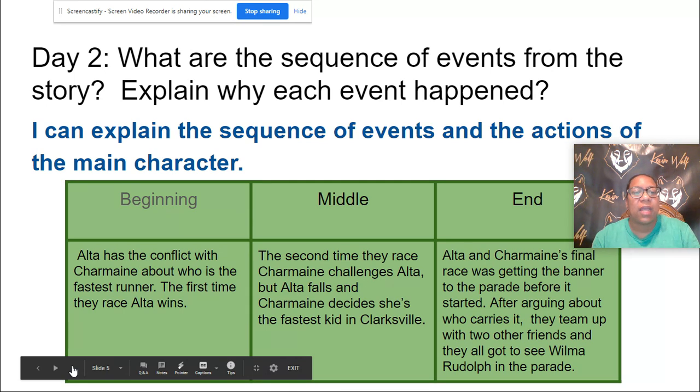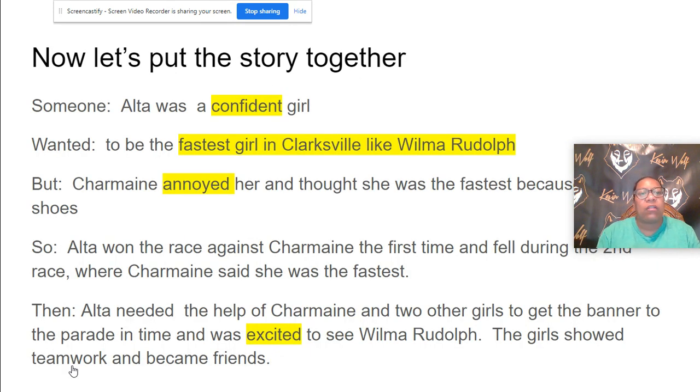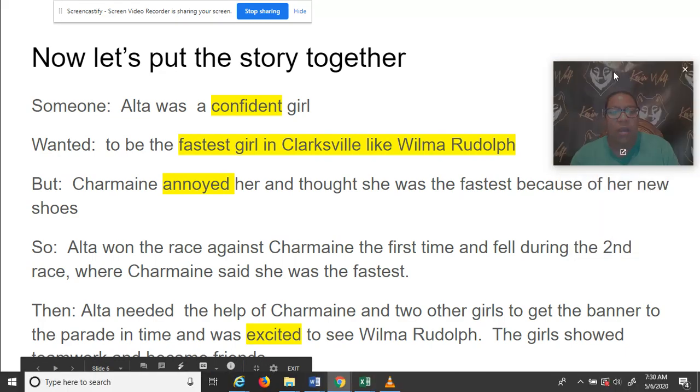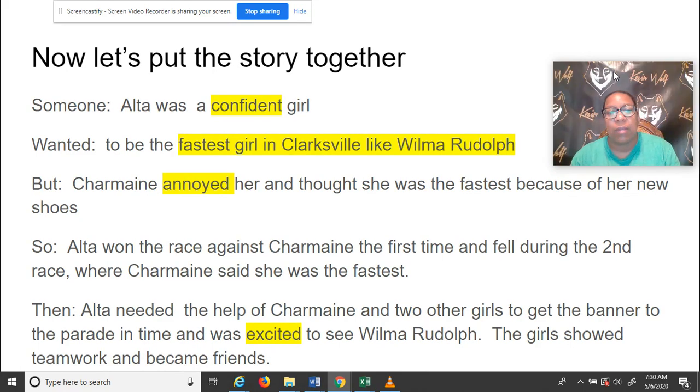All right, let's see how this looks together. Someone was Alta, and she was a confident girl. What did she want? To be the fastest girl like Wilma Rudolph. That's her motivation. How did she feel? Charmaine annoyed her and thought she was the fastest because she had the newest shoes. Alta won the race against Charmaine the first time and failed during the second race, where Charmaine said she was the fastest. Then Alta needed the help of Charmaine and two other girls to get the banner to the parade in time, and was excited to see Wilma Rudolph. The girls showed teamwork and became friends.